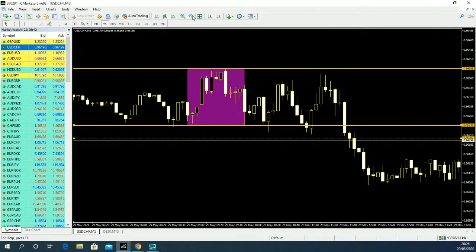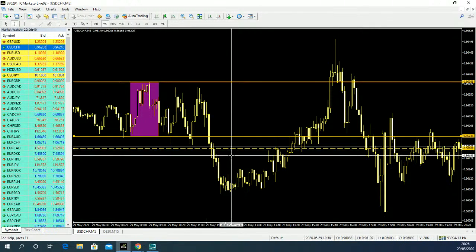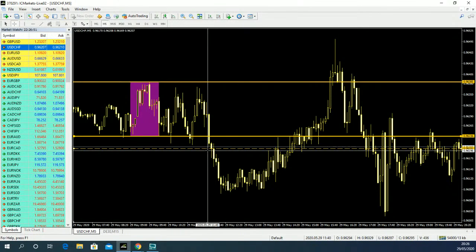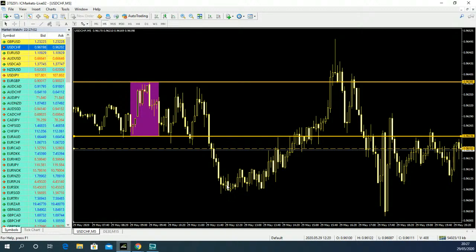Let me zoom out so we can see. Okay, from here we're looking for 15 pips. Let's see if we get 15 pips from here. Oh, now we got 12 pips. Okay, now that we got 12 pips, are we going to let the 12 pips turn into a complete wipeout?